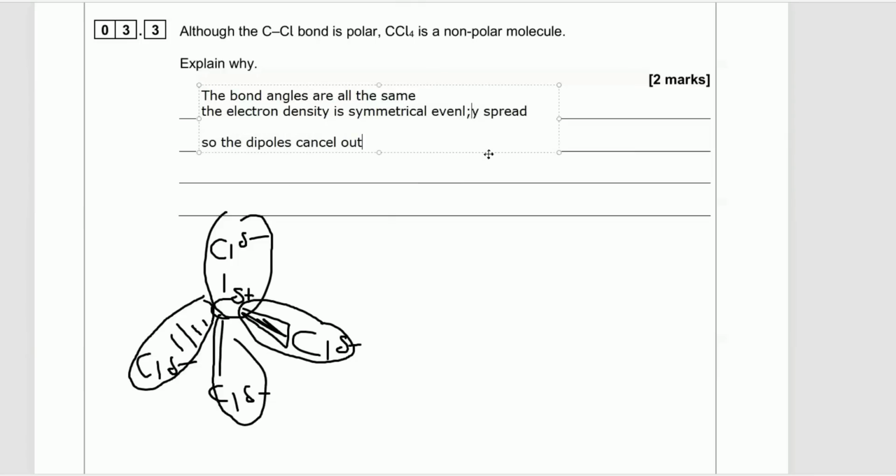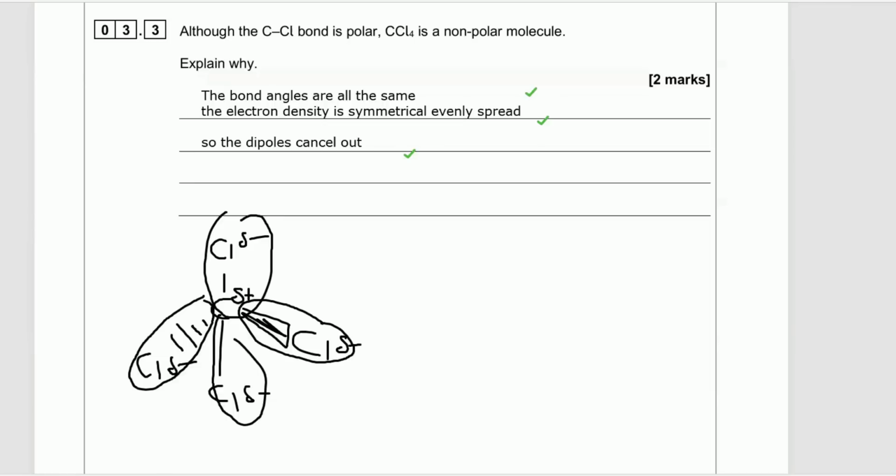So you get this situation which some students find confusing, where CCl4 contains a polar bond, but it is non-polar. It has polar bonds, but all of those charges cancel out because it is a symmetrical molecule. So you could just say it's a symmetrical molecule and the dipoles cancel out, and that should get you the 2 marks.